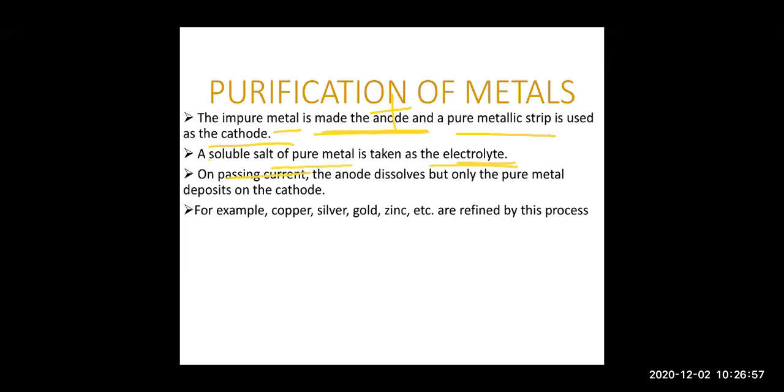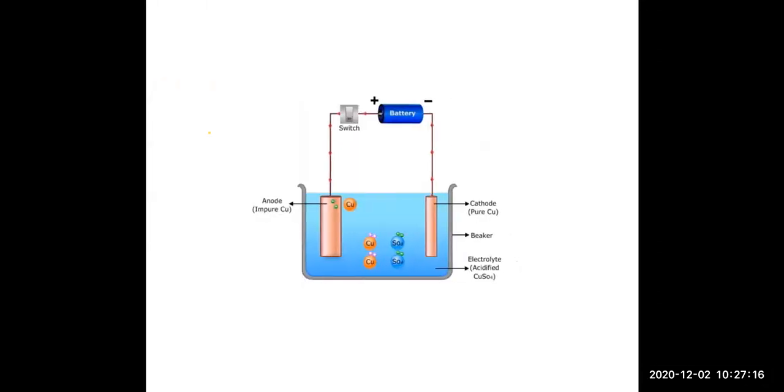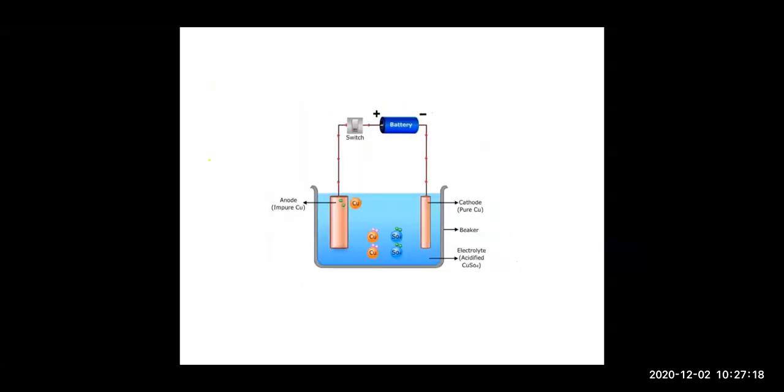So when we pass the current, the anode, the pure metal will move towards the cathode and it will get deposited. This process is used for copper, silver, gold and zinc purification. How? Let us understand with the help of this diagram. In this, as you can see, the cathode is negative. See here, it is connected to negative. This is the anode, connected to positive, right children?